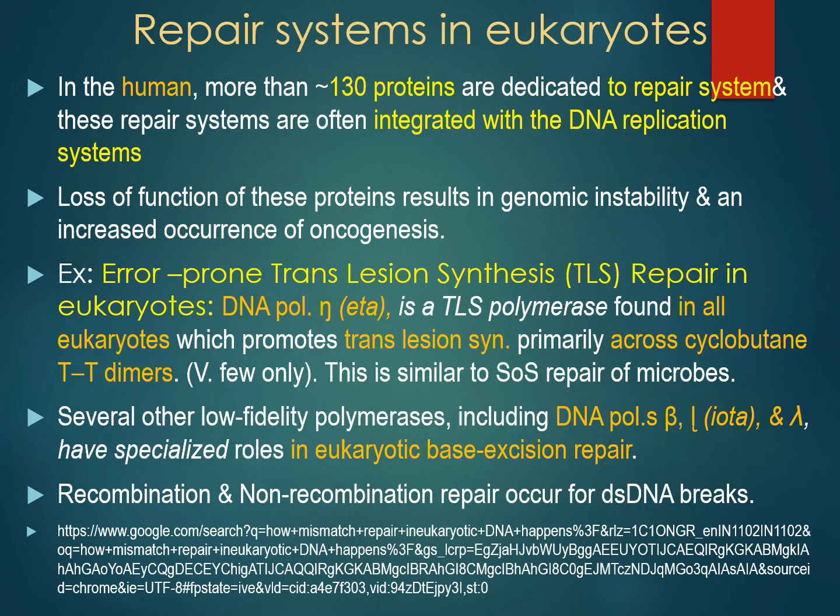In eukaryotes also we have such a repair system. More than 130 proteins are dedicated to such repair mechanisms, and it is integrated with the DNA replication system itself. Loss of function of these proteins will result in genomic instability and an increased occurrence of oncogenesis.